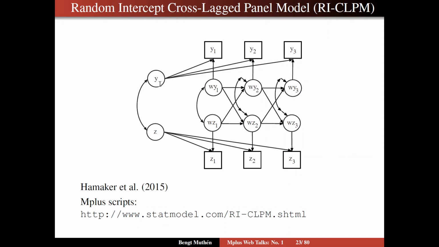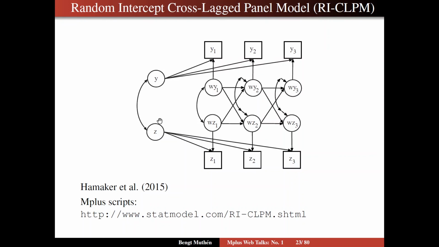So the random intercept is then thought of in a multi-level fashion as a between-level variable. So you sort out the between-level variation of Y and the between-level variation of Z, and you can then look at the within-level relationships between Y and Z. So once again, it's a multi-level type of thinking, but presented then in a single-level wide format.